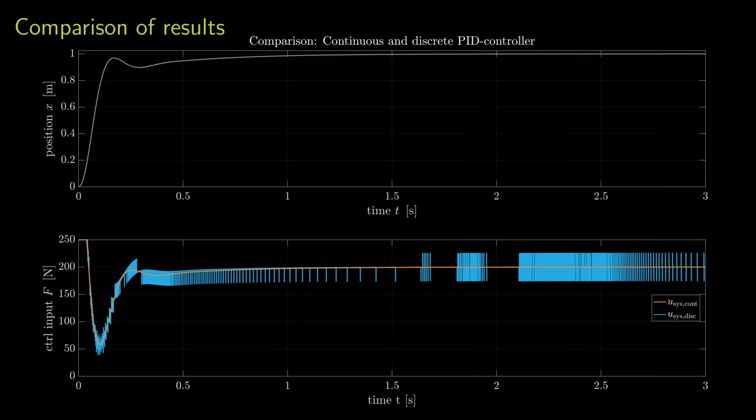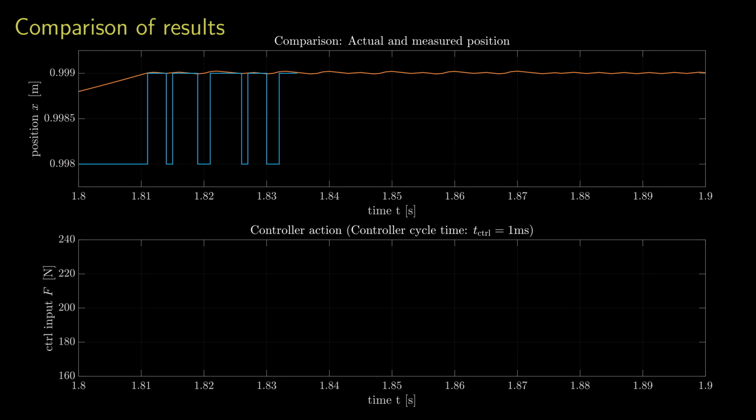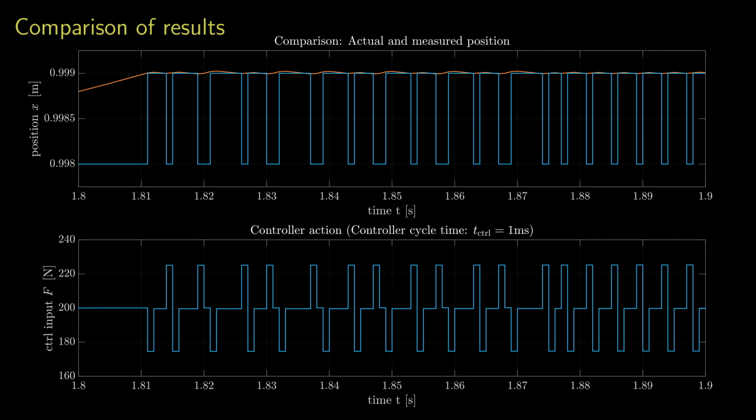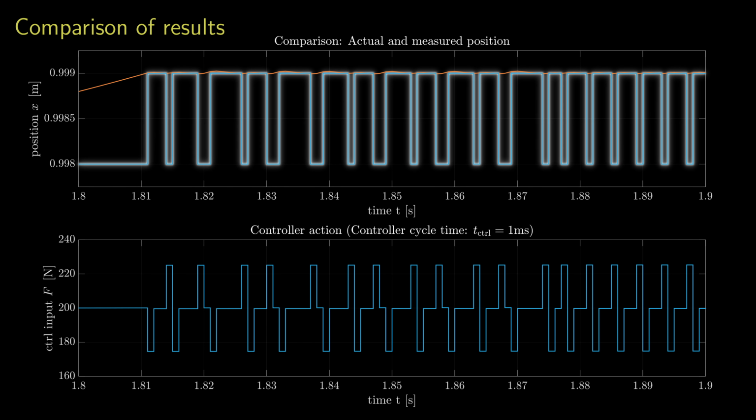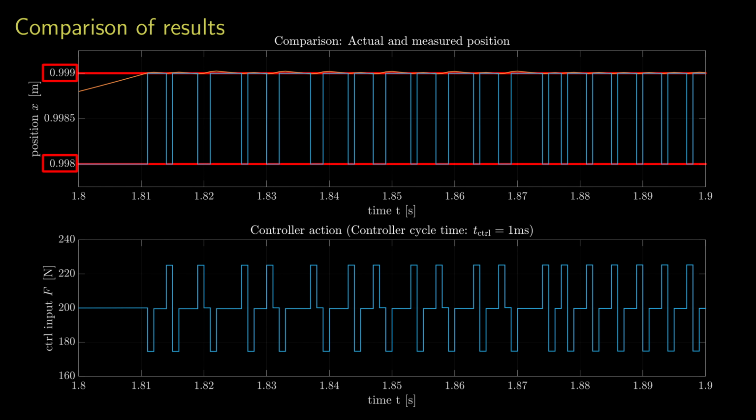Let's check out where this comes from. If we zoom into the region back here and we add our actual position and the measured position and controller action, we can see what happens. Because our measurement accuracy is limited, our measurement will always jump around, always between two possible values. For this example, our accuracy is limited to 1 millimeter, so this is where it jumps around. The controller cycle time of 1 millisecond is visualized with those red crosses added here.